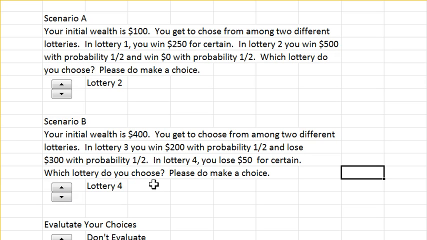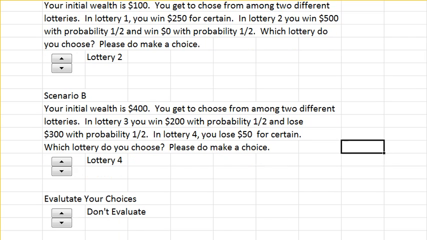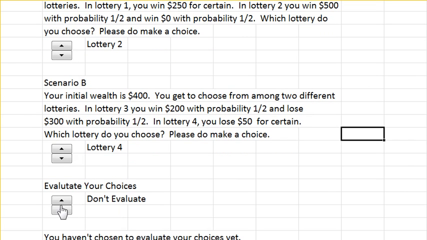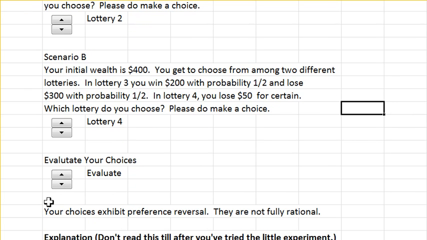And let's see about that. So we'll scroll down a little bit more, and it says you can evaluate your choices, and I will evaluate, and it says my preferences exhibit preference reversal. They are not fully rational. Let's explain what's going on here.